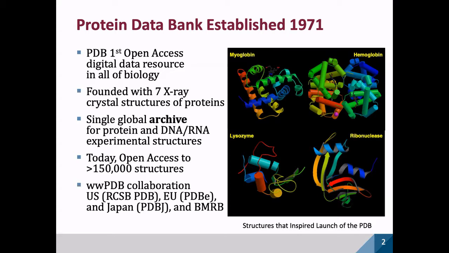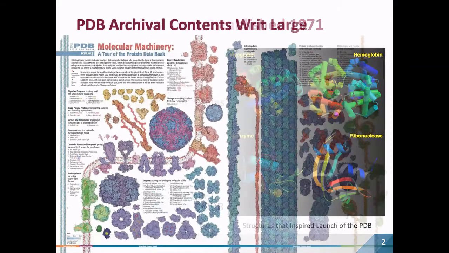And 4 of the structures that inspired the launch of the PDB and the commitment to open access before it was even a thing are shown here on the right. And they include myoglobin, the very first structure to be determined by Sir John Kendrew, followed closely by hemoglobin, the work of Max Perutz. And then 2 of the 3 early enzyme structures are shown here, lysozyme and ribonuclease. I did my PhD, D.Phil, in the lab of Sir David Phillips, later Lord Phillips, who determined the structure of lysozyme and published the first enzyme structure.